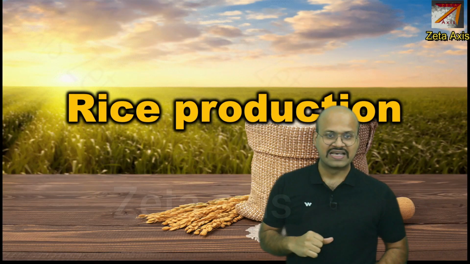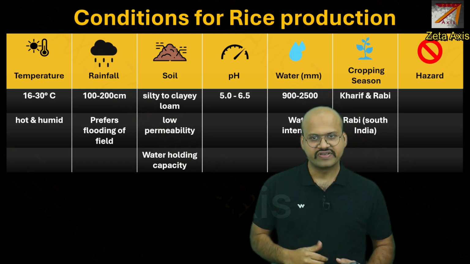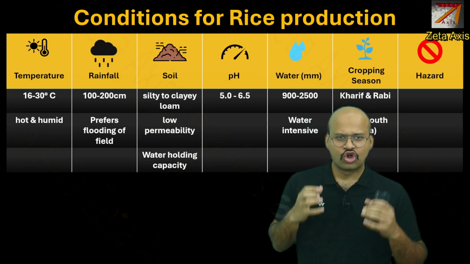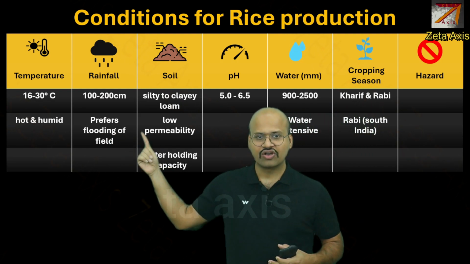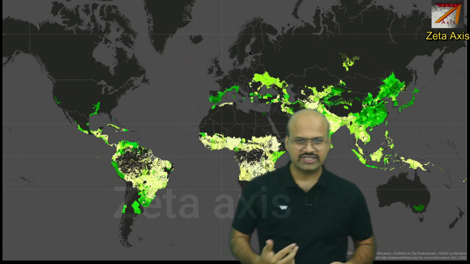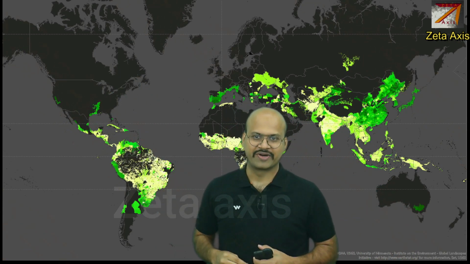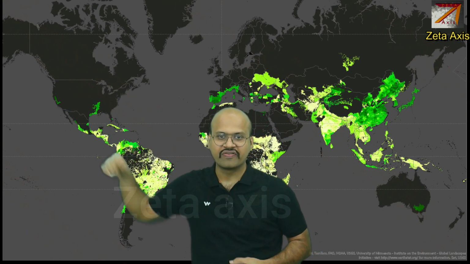Now let's see rice production. Unlike wheat, rice requires hot and humid climate. In fact, it requires a lot of water. It requires flooding of field. This much amount of water is available only in the southern regions, because in the northern part we have cooler climate. So in the southern parts of North America, we will see that there is majority of rice production.